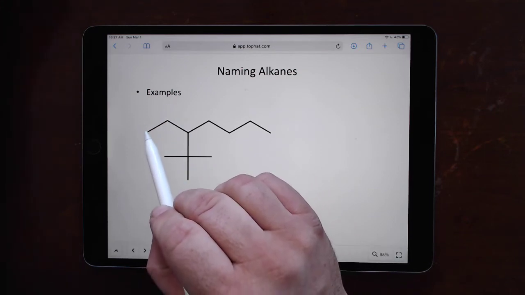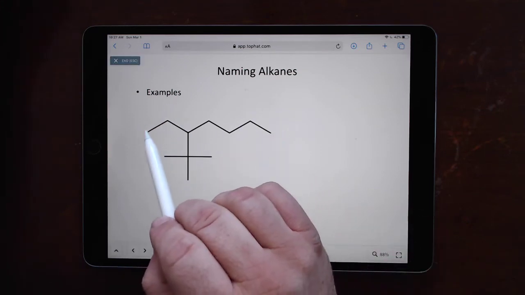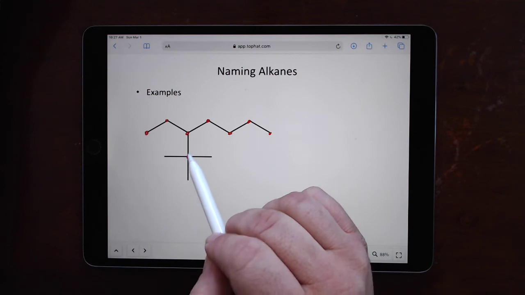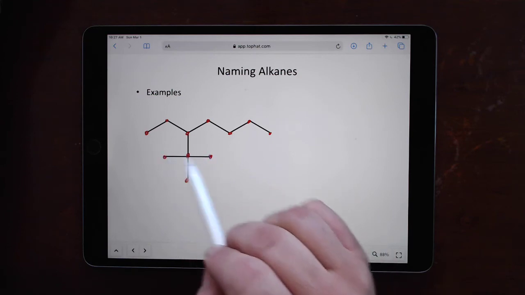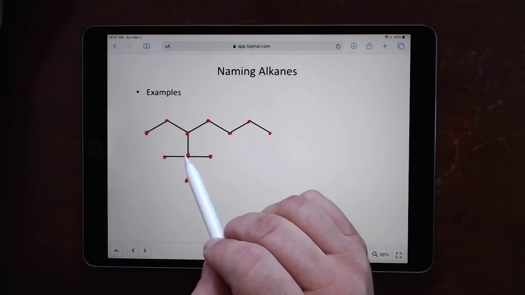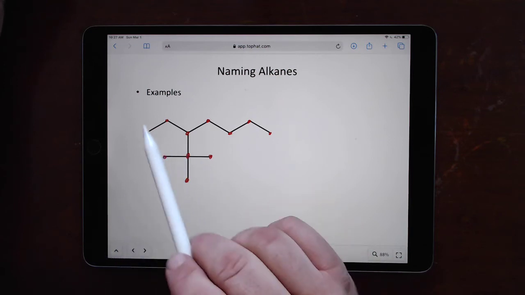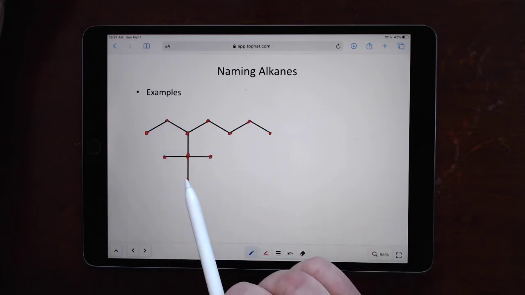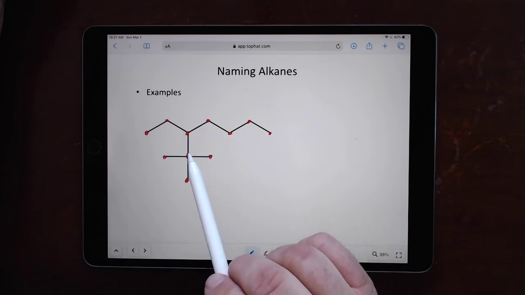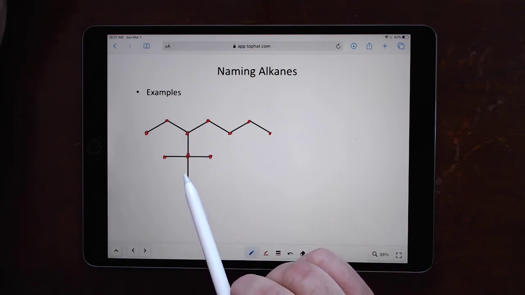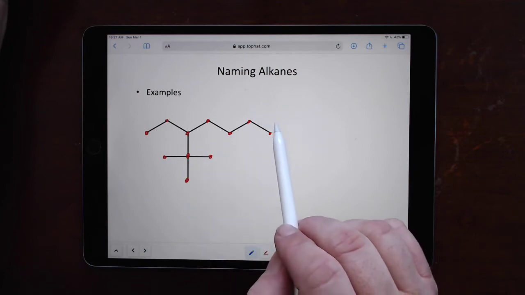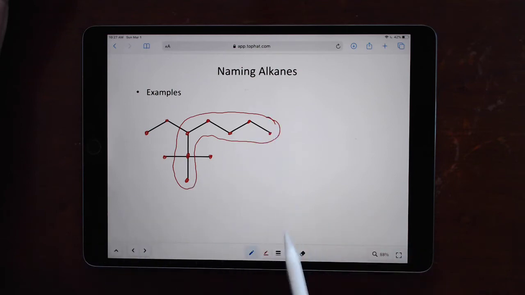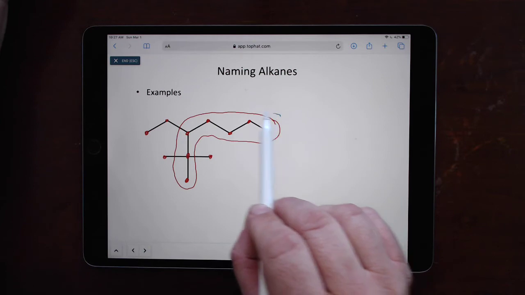Okay, so for this one, let's put in our carbons. Remember that that's the intersection of lines, so there's a carbon there. So we need to do the main chain. So it's going to be 1, 2, 3, 4, 5, 6, 7. 1, 2, 3, 4, 5. 1, 2, 3, 4, 5, 6, 7. Oh, crummy, there's going to be 2. So you could have this, or you could have the horizontal.